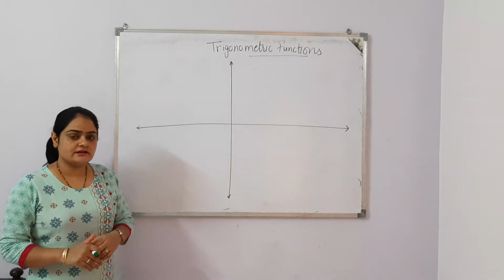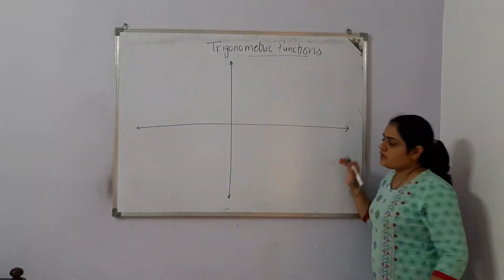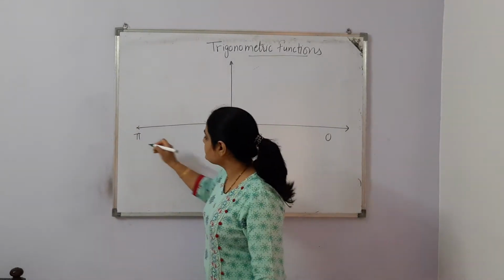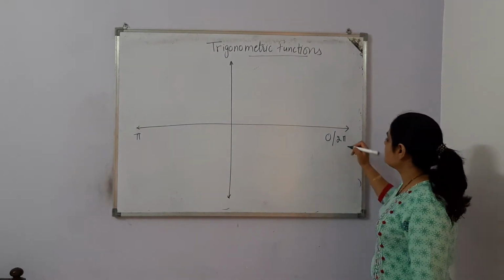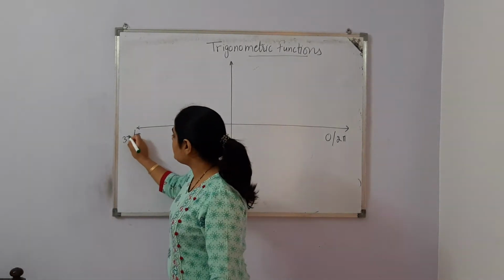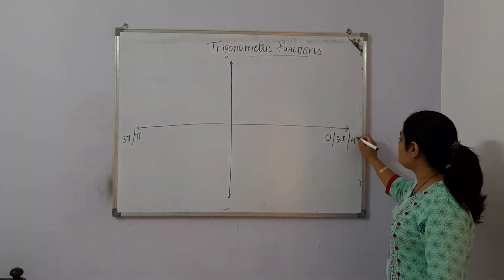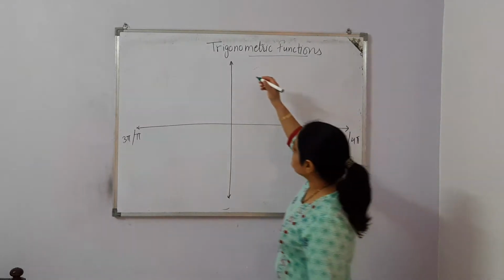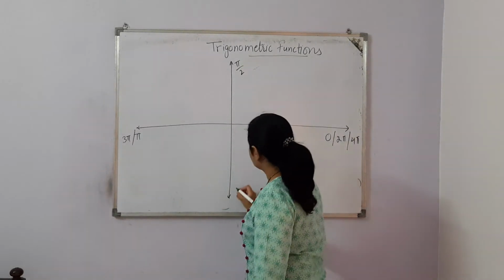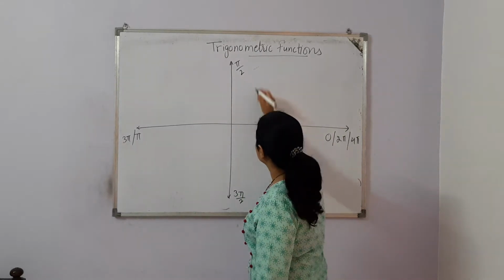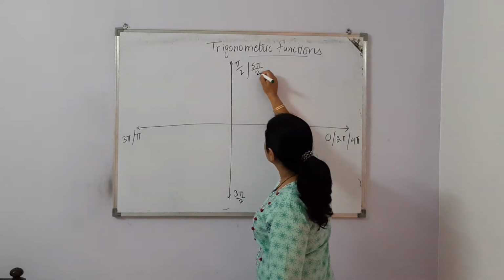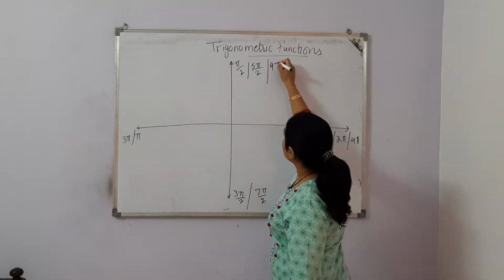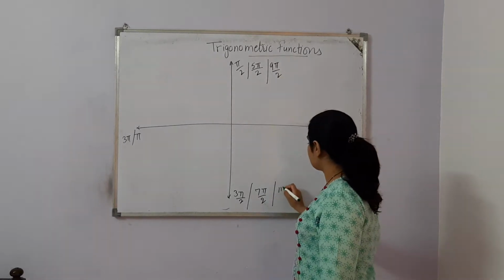Let's start that topic. We know on the horizontal line there are angles 0, pi, 2 pi, 3 pi, 4 pi, 5 pi, 6 pi, and so on. And here we know that it is pi by 2, it is 3 pi by 2. Next is 5 pi by 2. Next is 7 pi by 2. Next is 9 pi by 2. Next is 11 pi by 2.